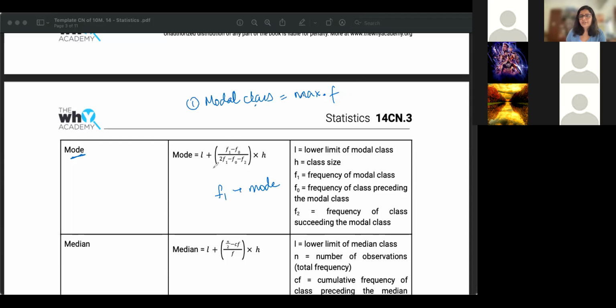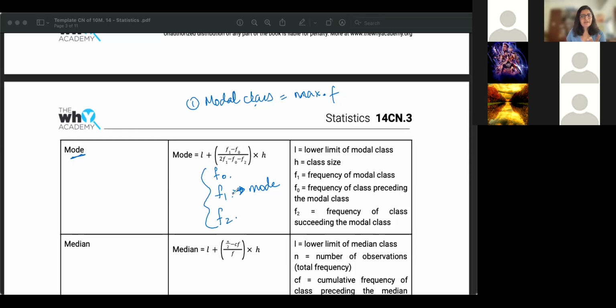So above this is F0, and the frequency after this is F2. This is very easy to remember. It is 0, 1, 2, like a trio, a triplet. They always come in a set. The modal class is always in the center.